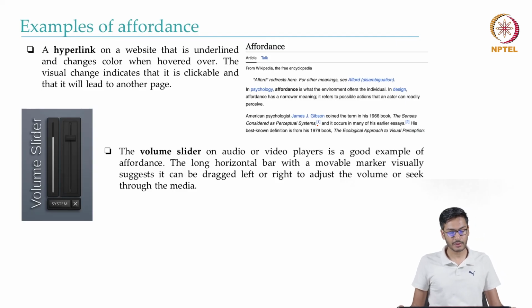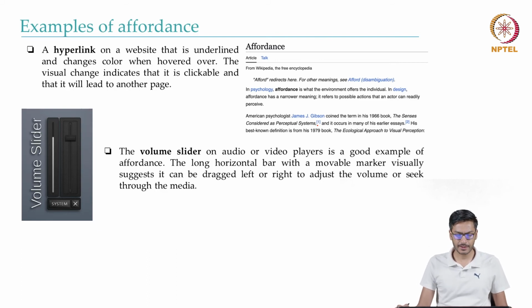The next example for affordance is a hyperlink. A hyperlink on a website is underlined and changes color when hovered over. The visual change indicates that the hyperlink is clickable and will lead to another page.